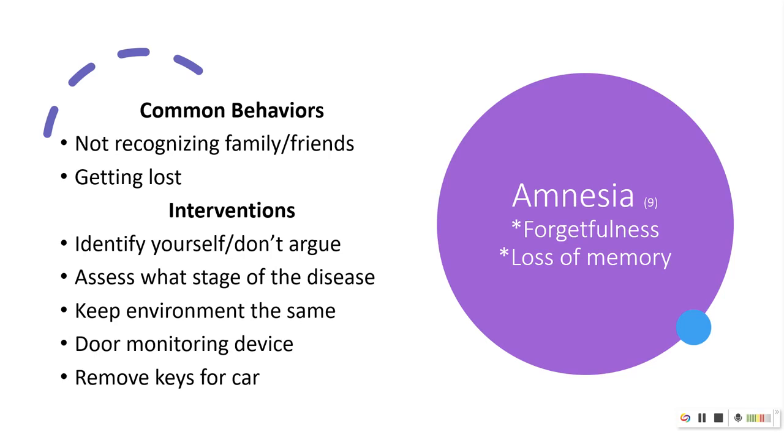One of the things to keep in mind is to keep the environment the same, because they're having forgetfulness. If you keep the environment the same, it eliminates some of those behaviors of "I don't know where I'm at." One of the things that I find in long-term care, I'm a long-term care nurse, is that when a person who has a dementia comes into the nursing home, the environment is very different and the confusion gets worse.